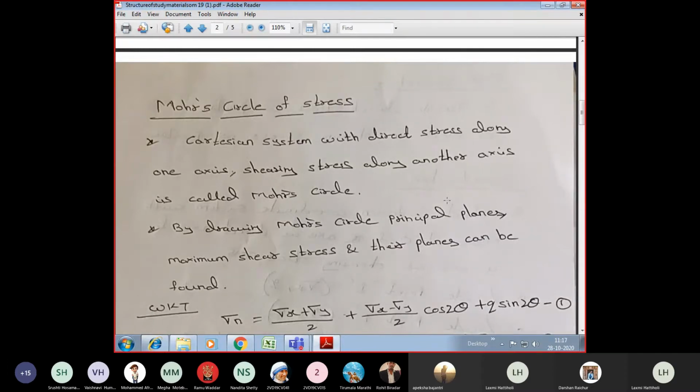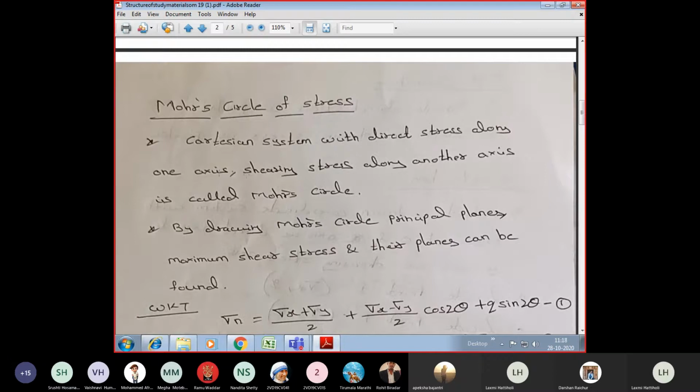By drawing the graph, how can one determine the stresses acting on a two-dimensional stress system or an inclined plane, right? So today's topic is Mohr's circle and its construction. How do you construct a Mohr's circle and how can one determine all the stresses? As the heading goes here, I hope this is visible to you all. So this is Mohr's circle of stress.